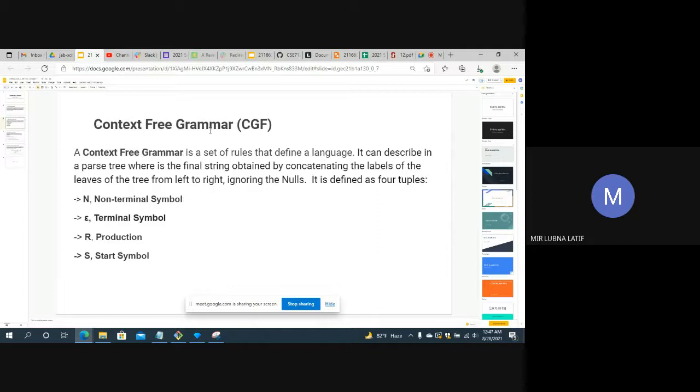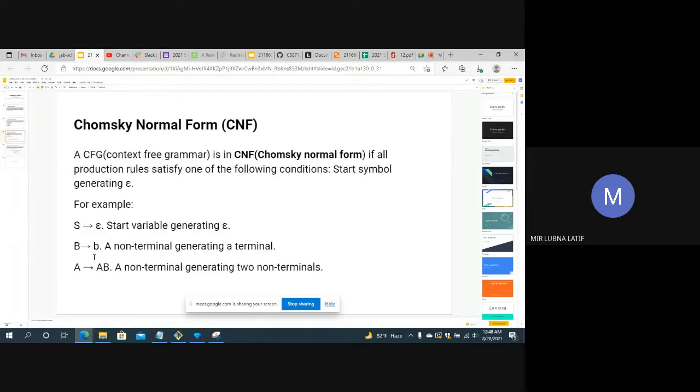The context-free grammar (CFG) is a set of rules that define a language, and it can describe a parse tree where the final string is obtained by concatenating the labels of the leaves of a tree from left to right, ignoring the nulls. It is defined as four tuples: N represents non-terminals, epsilon represents terminal symbols, R represents productions, and S represents the start symbol.